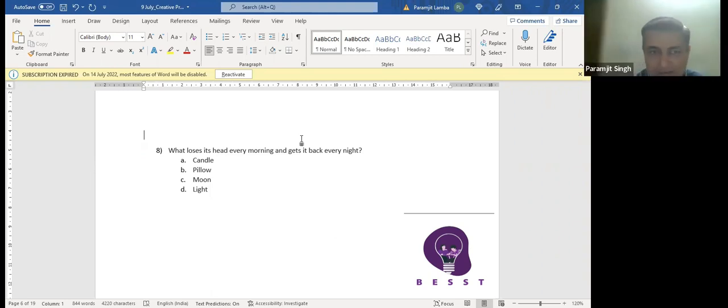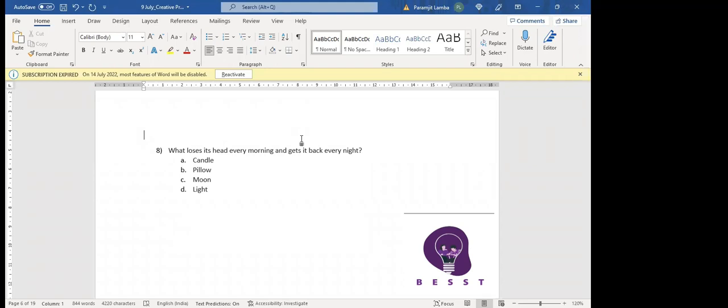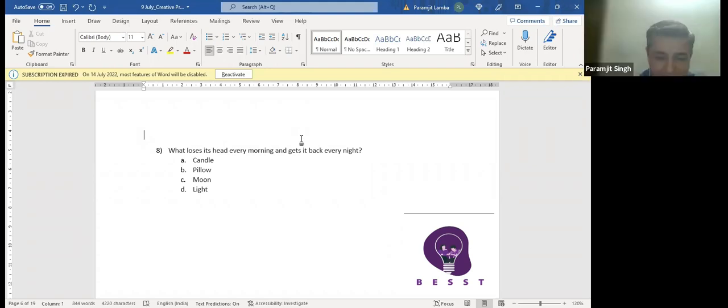But candle and light don't have a head really, do they? Sir, the thread that is coming out from it, we light that. The thread is the head.